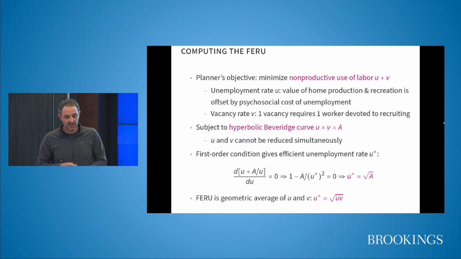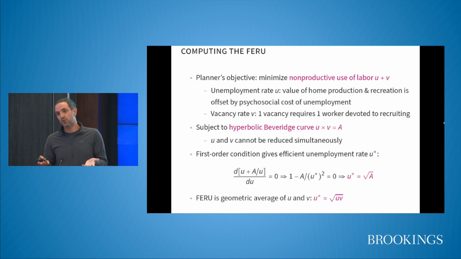And here on the slide, you can see the first order condition that solves this planner's problem. We're just trying to minimize U plus V subject to U times V equal to A. It's the same as minimizing U plus A over U. You take the derivative: the derivative of U is 1, the derivative of A over U is minus A over U star squared. You set that to 0. What you get is U star equal to the square root of A. So the efficient unemployment rate in this simple model is just given by the square root of the location of the Beveridge curve. The location of the Beveridge curve is what determines the FERU here.